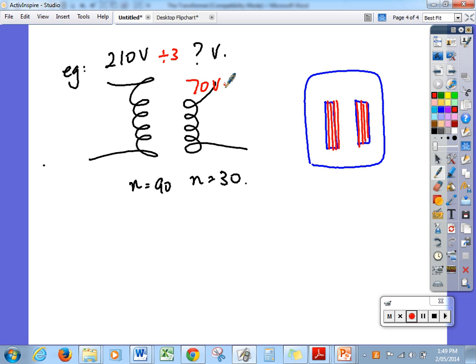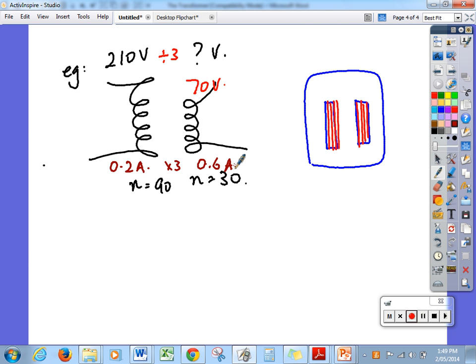Now, if the current in this coil over here was 0.2 amps, what would happen to the current at the same time? Right, it would times by 3 and you would get 0.6 amps.